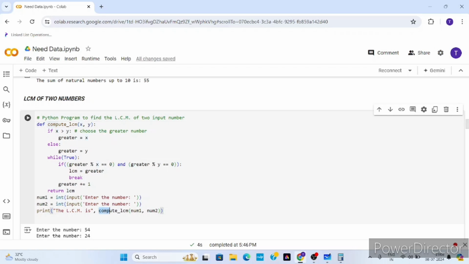Okay. Here when I call compute LCM with num1 and num2, num1 is assigned to x and num2 is assigned to y. Okay, then only it starts to run. And this return LCM, this return value, just returns the value to where it is called. So here after the full run, the LCM is just replaced here. That's it.